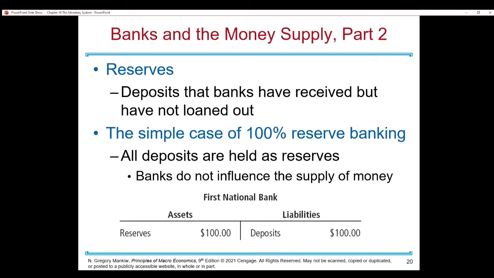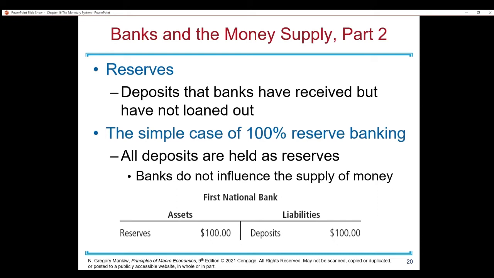Now, deposits that banks have received but not loaned out are called reserves. So you deposit $100, now the bank has $100 worth of reserves. The $100 is going to be kept until you withdraw it in 100% reserve banking. They keep 100% of your money in the bank. Now, looking at this T account at the bottom where it says First National Bank and it shows assets and liabilities, we can see that the assets are equal to its liabilities, and we know that it's a balance sheet.